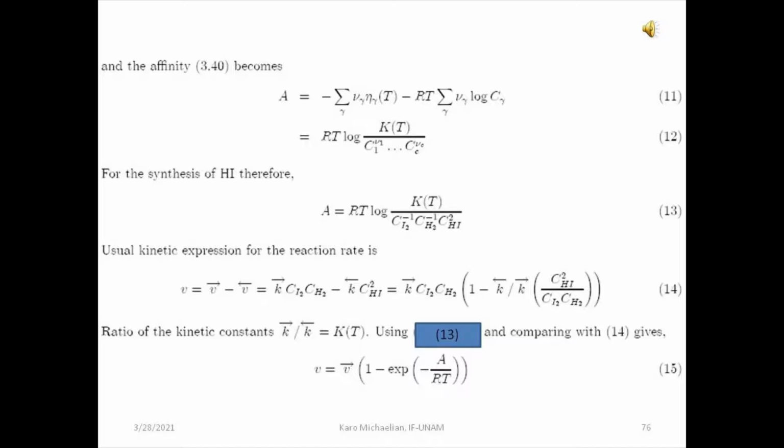So we get an equation, which is equation 15, for the net velocity of the reaction, which is related to the velocity in the forward direction times this function, which is just 1 minus the exponential of minus the affinity over RT.